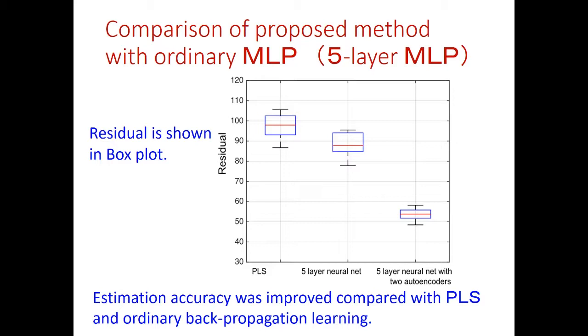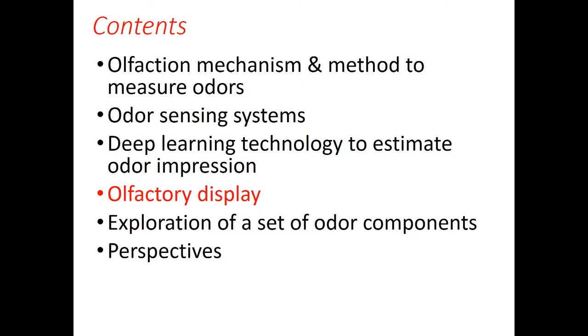And this one is the same, but this one just shows the error. This is PLS, this is a 5-layer typical neural network, and this one is a 5-layer neural network including autoencoders. And for error, this one's accuracy is the best one. And then let's move to the olfactory display portion.